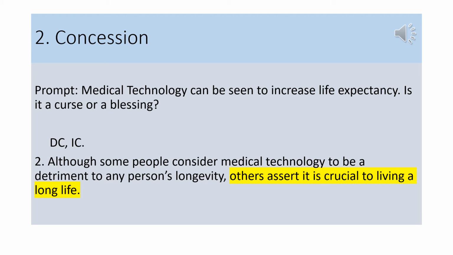With the concessionary statement, you're going to write a dependent clause, comma, and then an independent clause. Now, there is a trick to this as well. You always put the side that you're not going to defend in your thesis statement. You always put that one first. That's the concessionary statement: Although some people consider medical technology to be a detriment to a person's longevity, comma. That's the one side of the argument you're not going to defend. The yellow highlighted part, the independent clause, is what you're always going to defend: others assert it is crucial to living a long life.